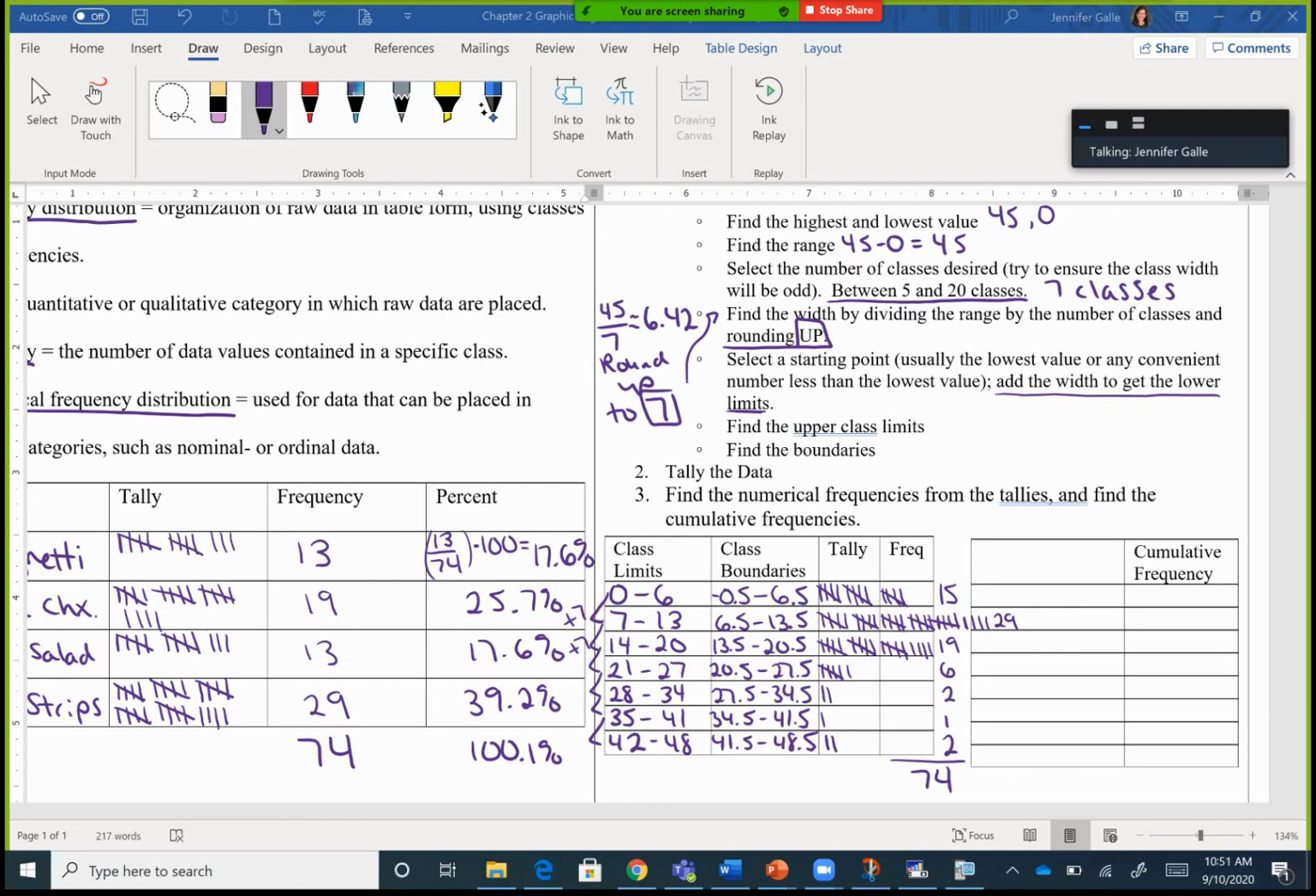So double check mine. If you notice at the bottom, I have that it totals 74. It's how many data values I have. Now just because I get 74 doesn't mean that I didn't misplace a value somewhere. I could have easily misplaced something, but chances are if they add up, at least you have all your data values accounted for. I could have accidentally put a 5 in the wrong spot, maybe accidentally put it in the 7 to 13. But make sure that you have the right total. Otherwise, you might have double counted or you might have left something out.